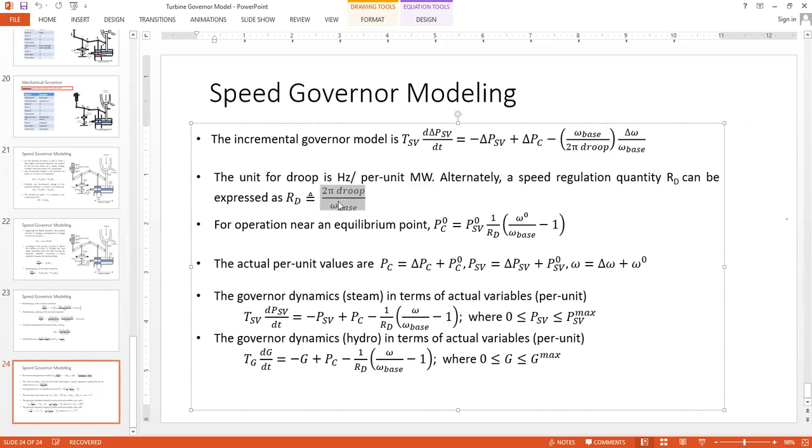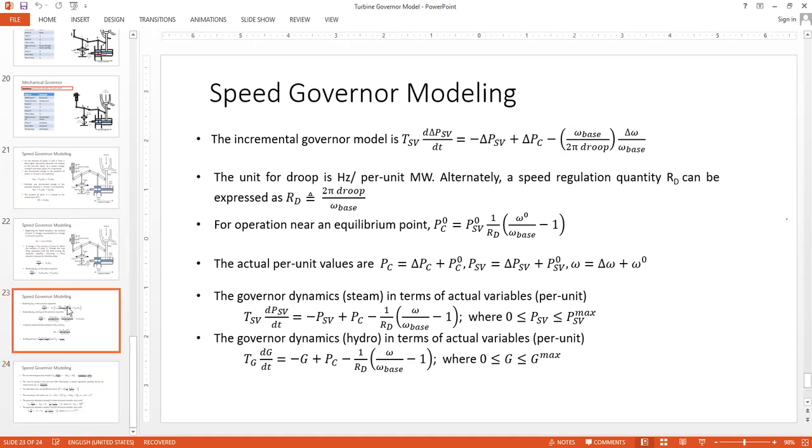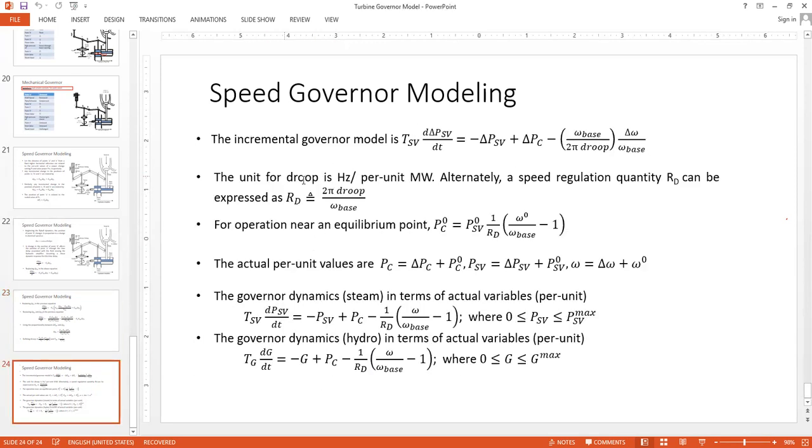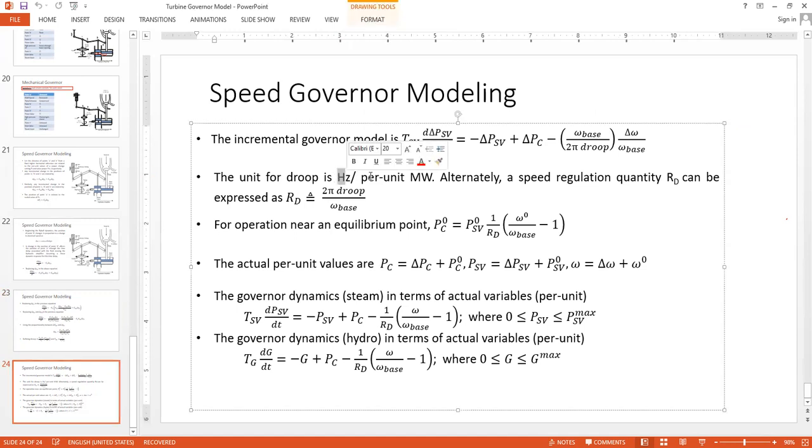And before that, the unit for droop is hertz per unit megawatt. Because you see there will be omega base by twice pi, so there will be some f base, that will give you the hertz, and this proportionality constant will combine and ultimately give you a unit in terms of per unit megawatt.